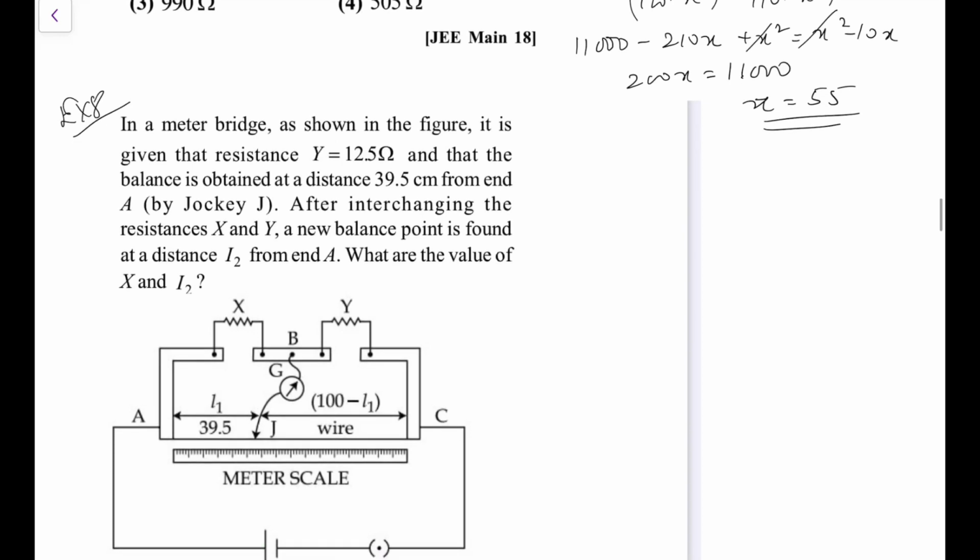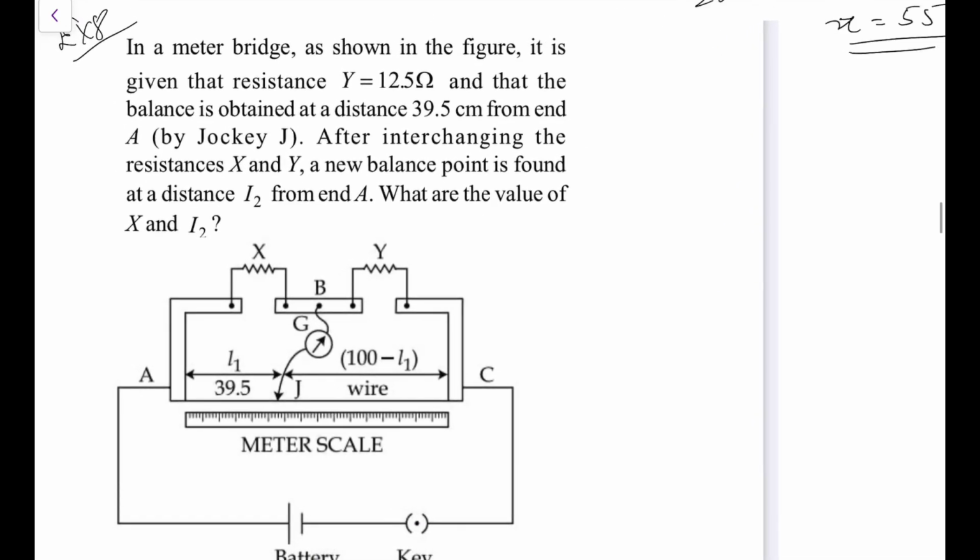In a meter bridge, as shown in the figure, it is given that resistance Y is 12.5 ohms, that is Y, okay, and that the balance is obtained at a distance 39.5 from the end A.